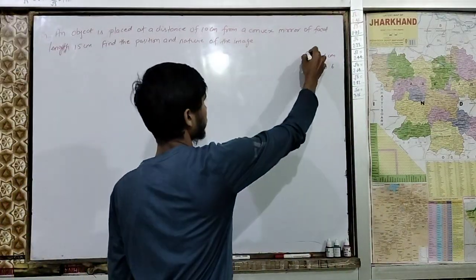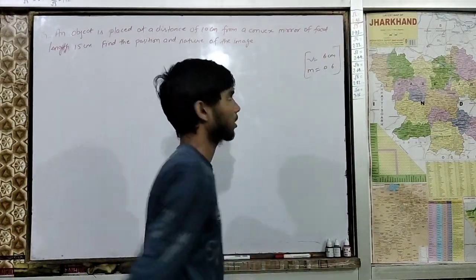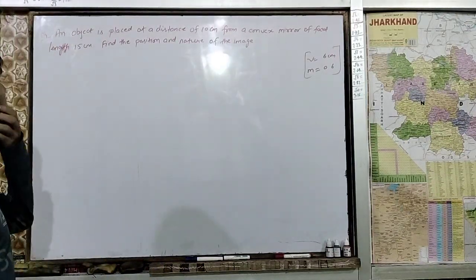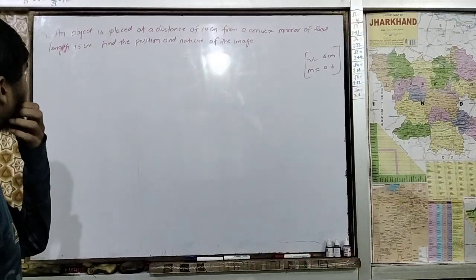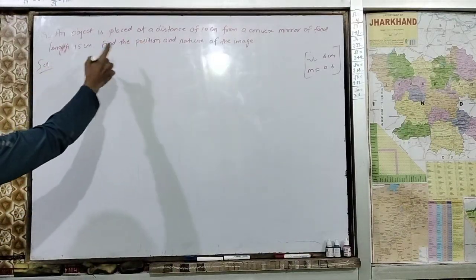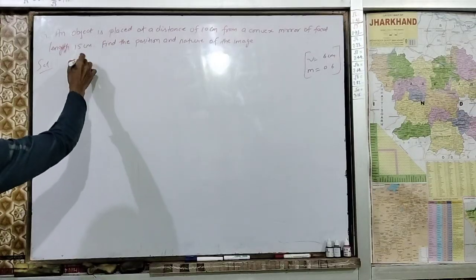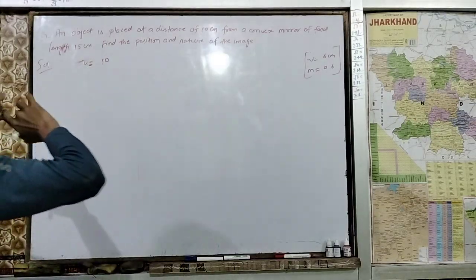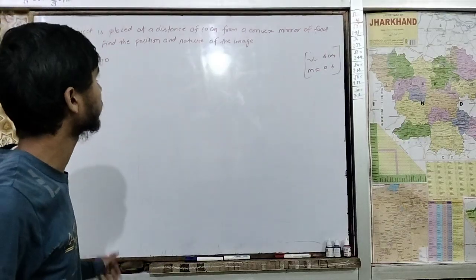This is our answer. Let's see. An object is placed at a distance of 10 centimeter. Object distance is 10 centimeter. Now let's see what sign should be applied.